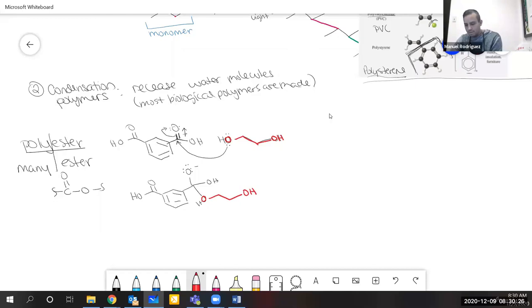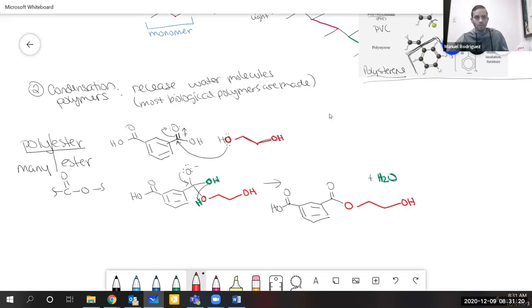Then something sort of weird happens, which is these electrons come down. But then this oxygen takes an H. So the OH takes that H away, which means that you form H2O. And that H2O, let's actually change the color of this. Let's make it green. This OH and this H combine to form H2O, which leaves you with that. Good. So that's sort of the idea.